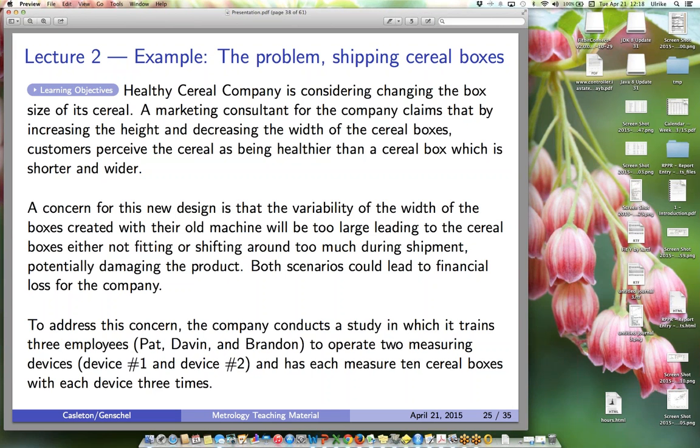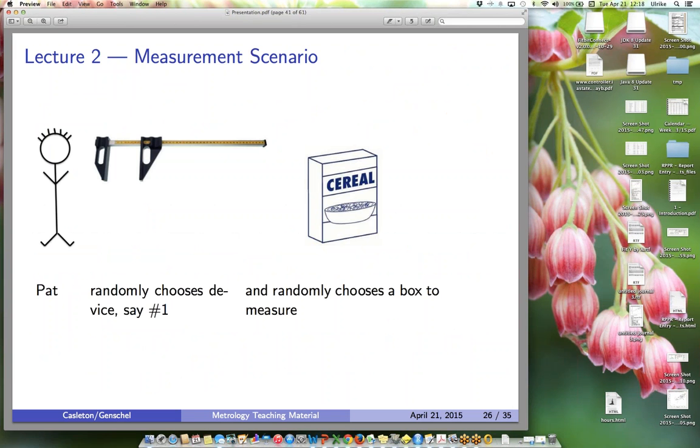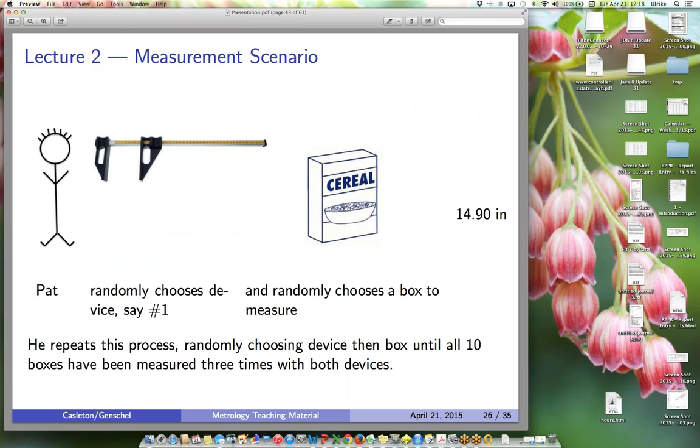We have two different devices, we'll just call them device 1 and device 2, and then we have three different operators, Pat, Gavin, and Brandon. The measurement scenario is the following. Let's say for one of the operators, Pat, he randomly chooses a device, let's say device 1, and he randomly chooses one of the 10 boxes and measures the box and gets a measurement. And then he repeats this process until there are measurements for all of the 10 boxes. Specifically, each of the boxes is measured 3 times with each of the devices by Pat, and then the same scenario for the other two operators. So altogether, for one of the operators, we have 60 measurements. For all three together, we have 180 measurements.